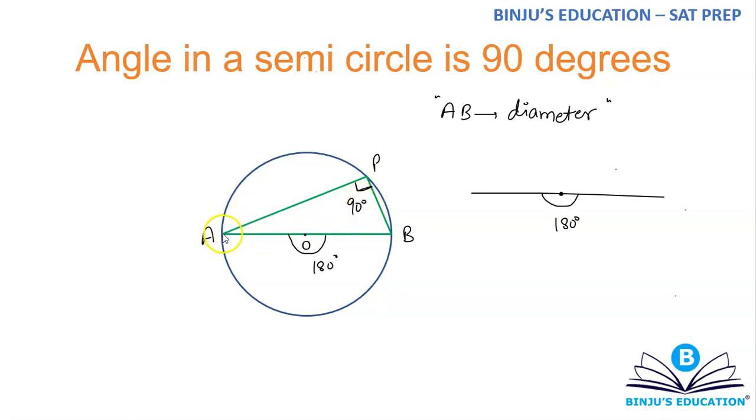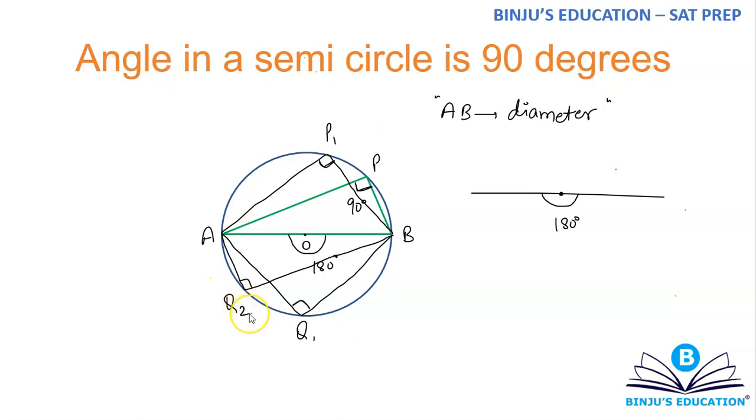Or for that matter, you take any angle, this is always 90 degrees. All these P1, you can take it in the other semicircle also. This is also 90. This is also 90. Let's call them Q1, Q2. So angles in the same semicircle are always equal to 90 degrees. Alright, so I hope both the things are clear to us.